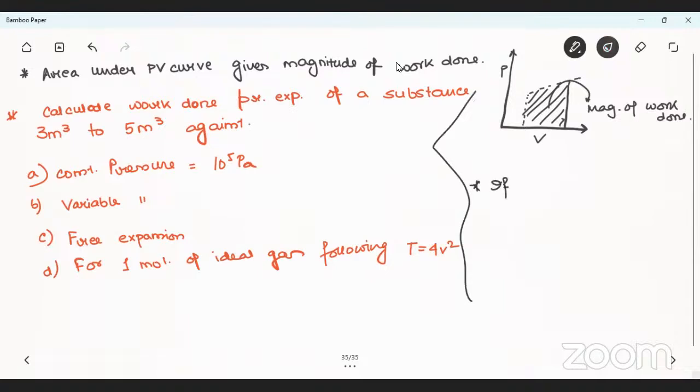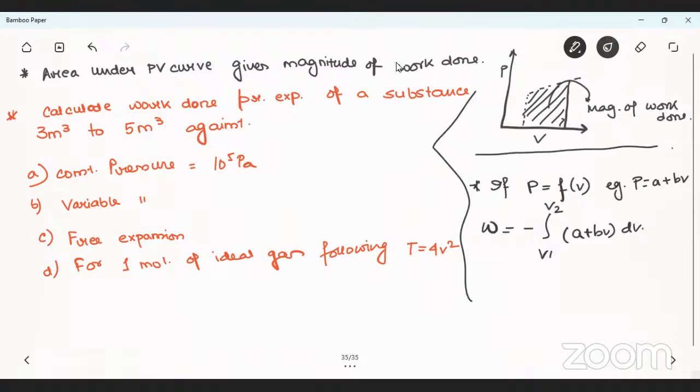If pressure is a function of volume, for example, P is equal to A plus BV, then work done will be minus integral from V1 to V2 of (A plus BV) dV. Now try and solve this question. Just try and solve. I will be doing it, but first just try and solve this question.